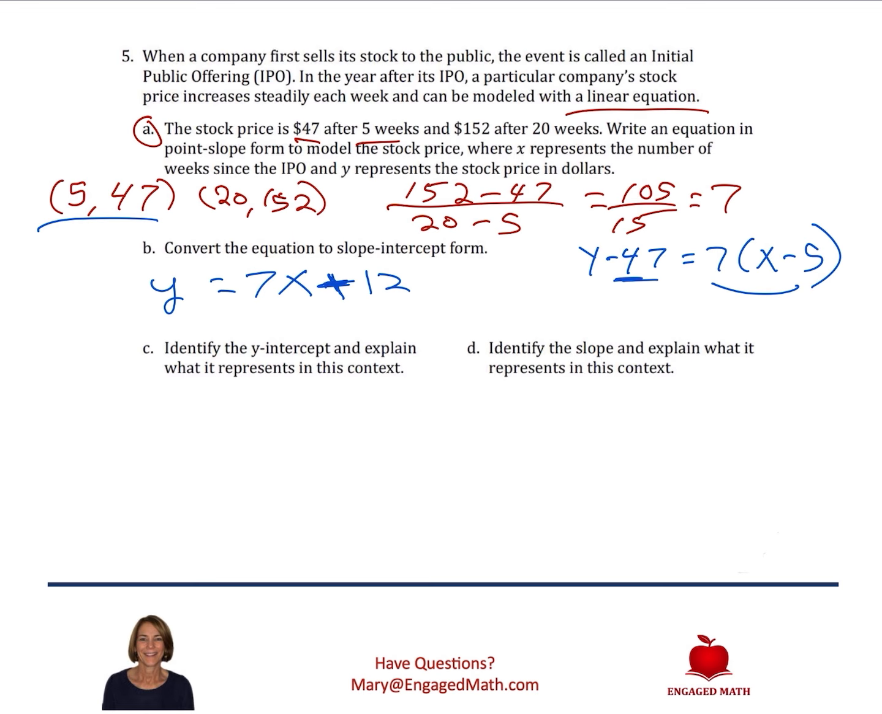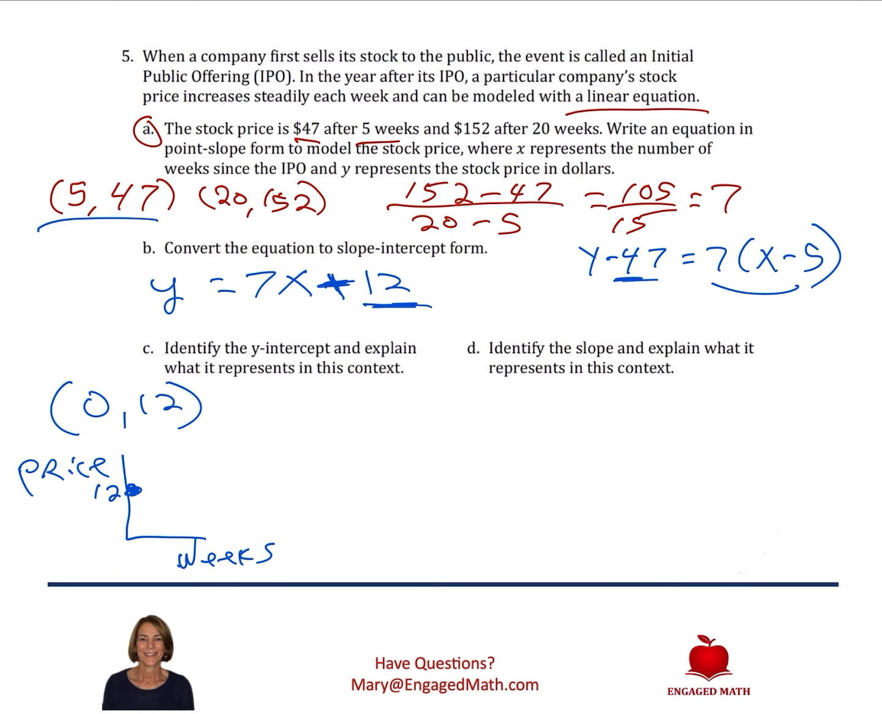It says here, identify the y-intercept and explain what it represents. So the y-intercept is at (0, 12), because in y equals mx plus b, the b is the y-intercept. What that means is that at time 0, the price, which is the dependent variable, is 12. The number of weeks is the independent variable, so this is right here at 12 at 0 weeks.